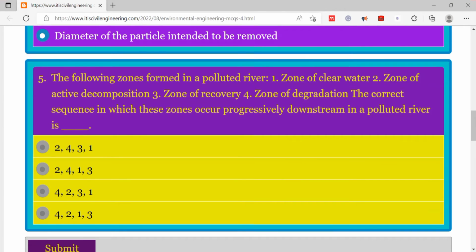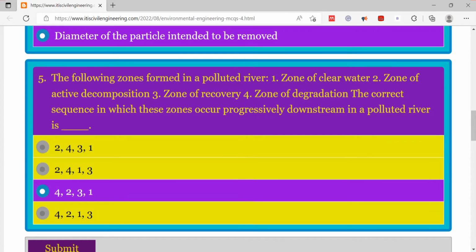The following zones are formed in a polluted river. First one is the zone of clear water, second the zone of active decomposition, third zone of recovery, fourth zone of degradation. Now we have to find the correct sequence in which the zones occur progressively downstream in a polluted river. Then you need to remember that first of all, the first zone will be zone of degradation, then it will be the zone of active decomposition, then we have the zone of recovery, and finally the zone of clear water. So here our correct answer will be 4, 2, 3, 1.